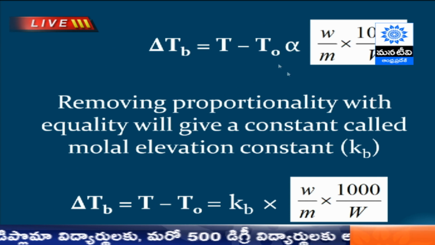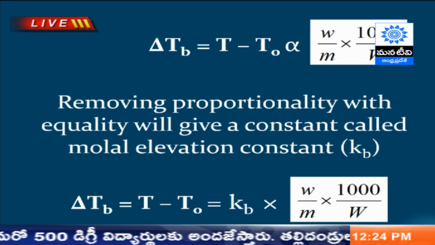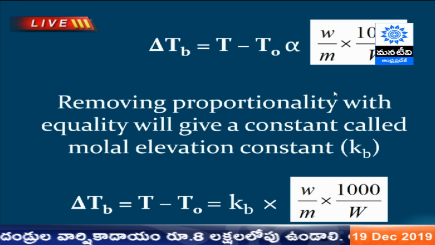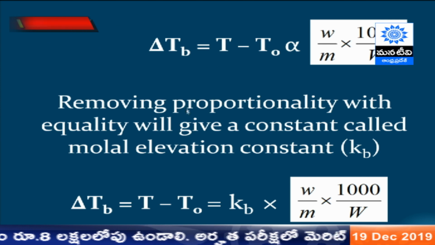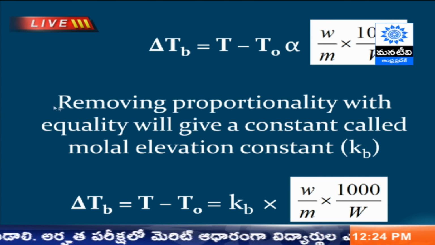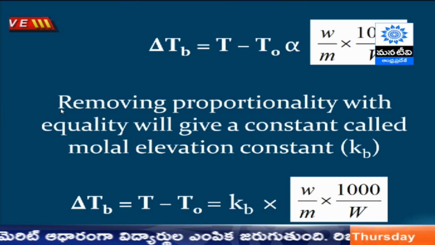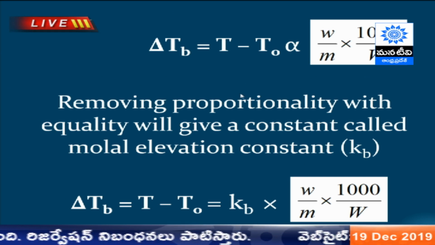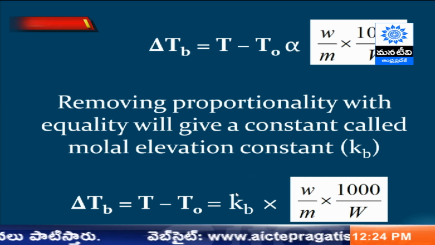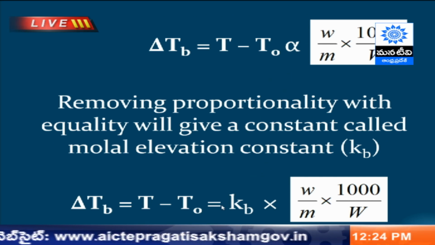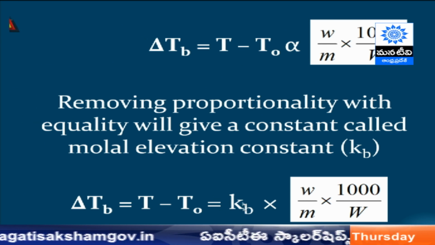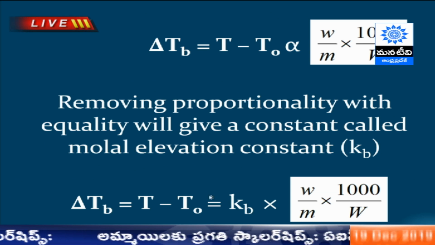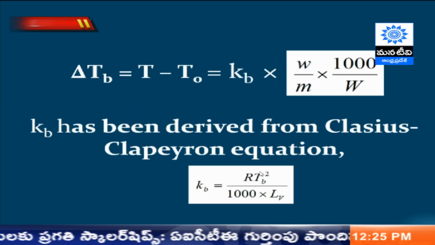When the solvent weight is expressed in grams, you can divide this by 1000. As already stated, replacing the proportionality with equality gives a constant called the molar elevation constant Kb. So, this proportionality is replaced with is equal to, and the experimentally determined value Kb, the molar elevation constant or ebullioscopic constant, is introduced.